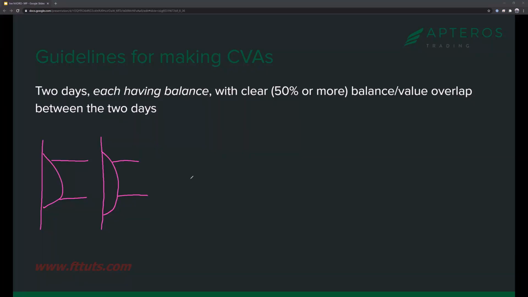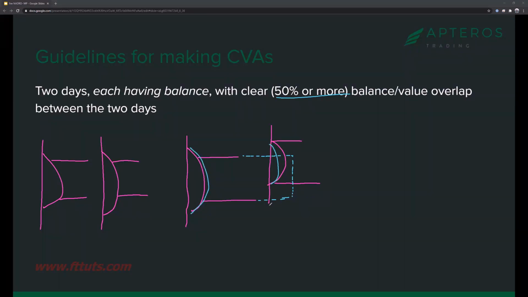Now, rarely does it happen like that, right? It's real world. So a lot of times it's going to look more like this. Something like this. What's the value area overlap? Would you guess on this one? I'd call it 65% overlapping. So it meets our 50% or more general guideline. Both of the days have balance, so their value areas are good to use.